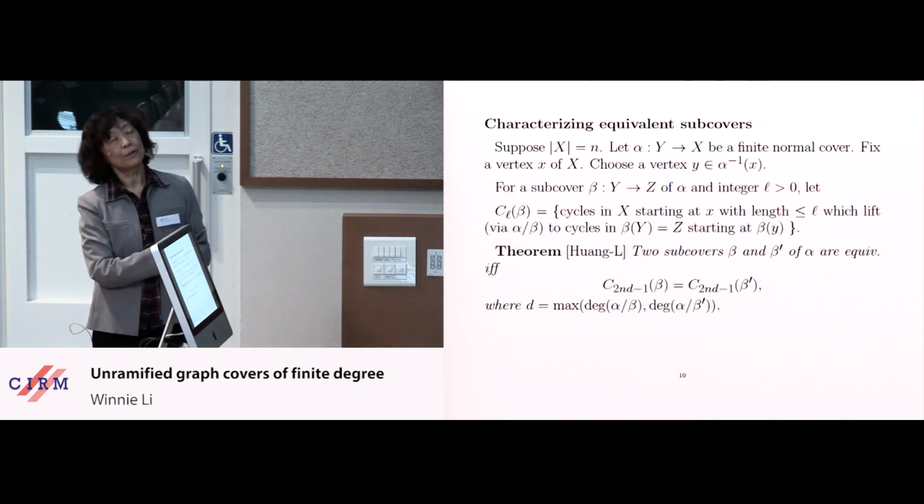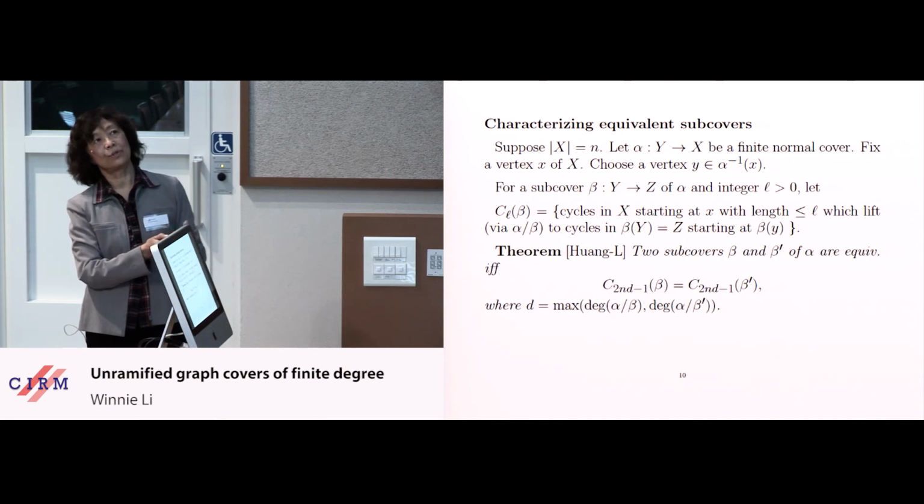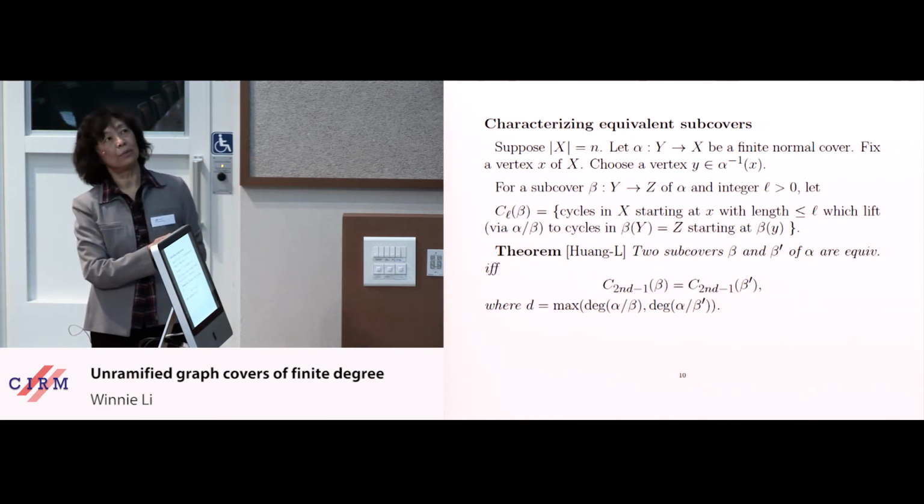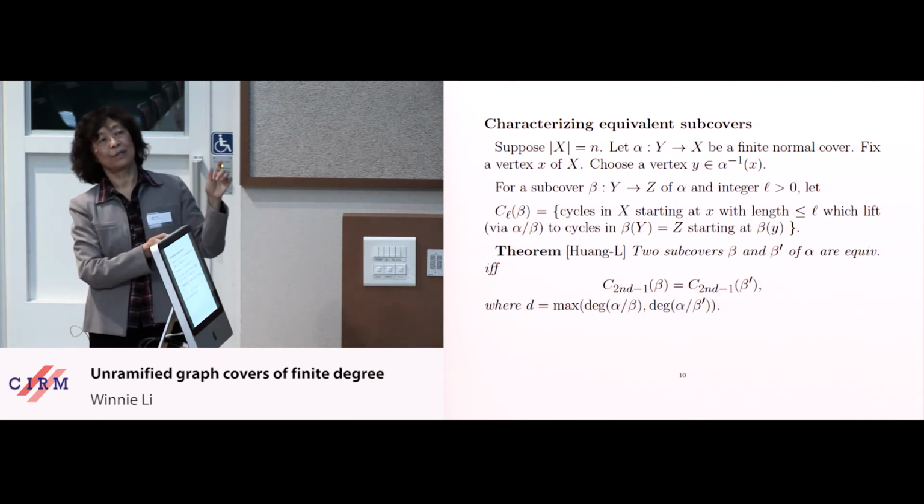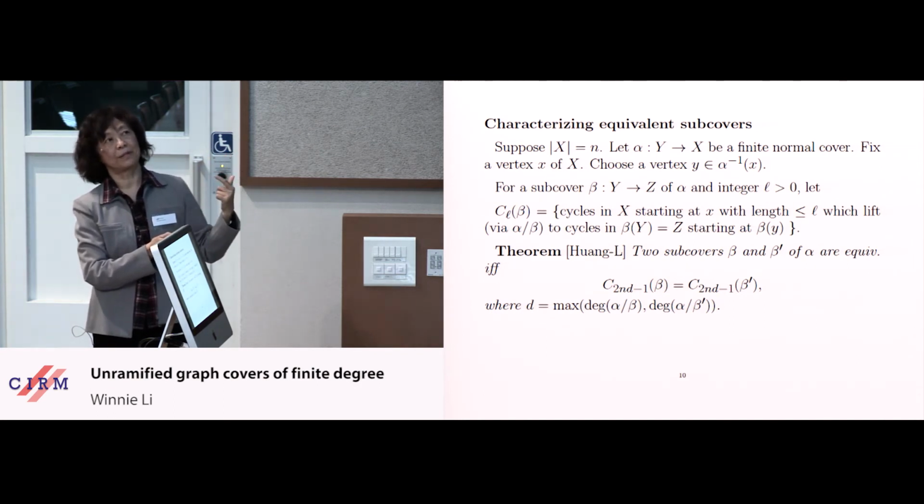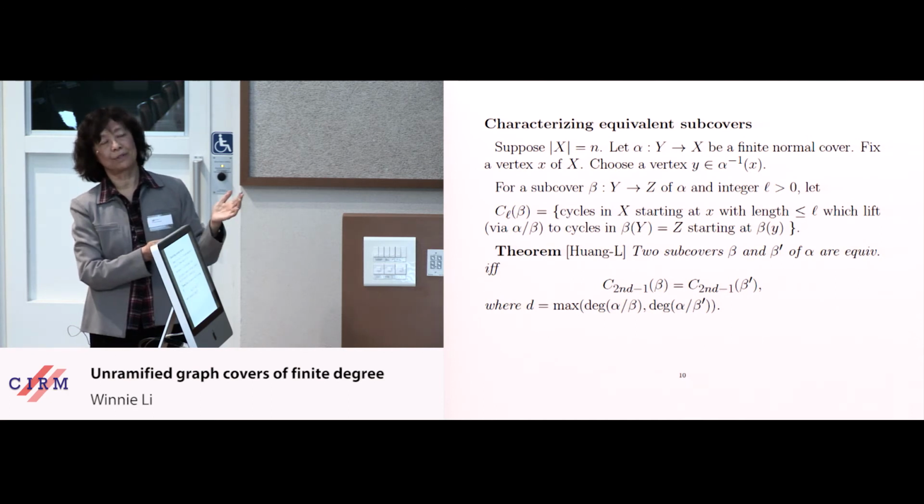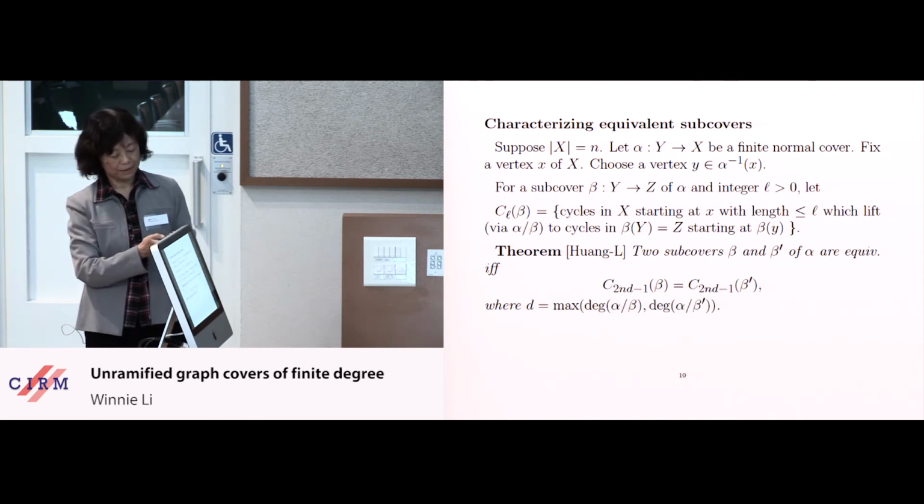And if I also want to consider subcovers which are not necessarily normal, then we can have a similar result. Now, in this case, instead of considering how the primes split, you consider the cycles downstairs of a bounded length. And when you lift them, they lift to a closed cycle upstairs. And you only have to check the cycles of length up to twice nd minus 1 in both. So if the two sets agree, then the two subcovers are equivalent.